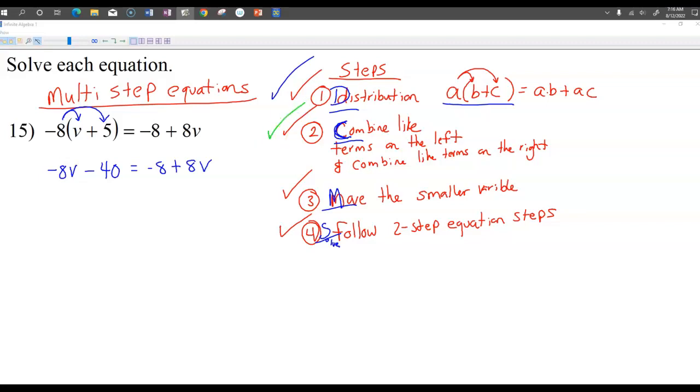Okay? Now, some of you guys might be thinking, but Mr. Bailey, aren't these like terms? Yes, they are, but the thing is that they're not on the same side. You only combine like terms on the left, and you combine like terms on the right. Okay?